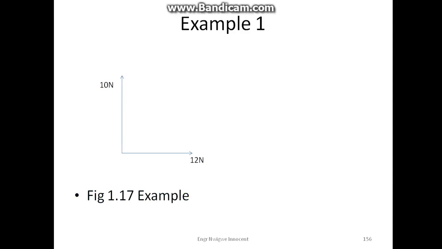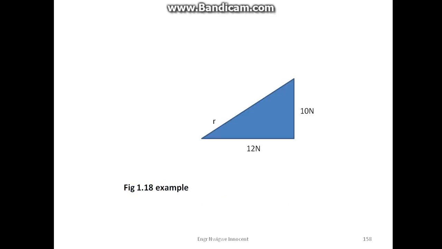Figure 117 example shows a vector of 10 Newton on the vertical axis against a vector of 12 Newton on the horizontal axis. In the above figure, calculate the resultant of the two vectors.